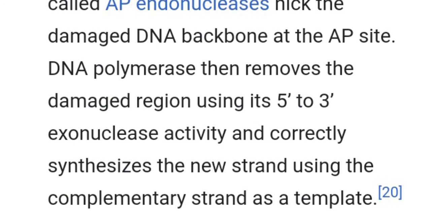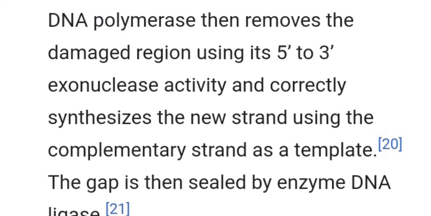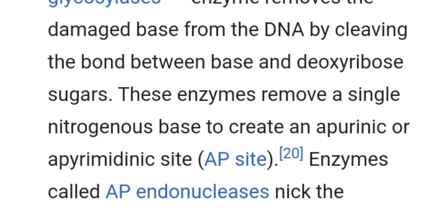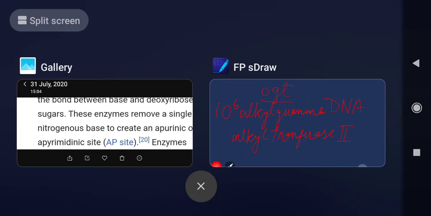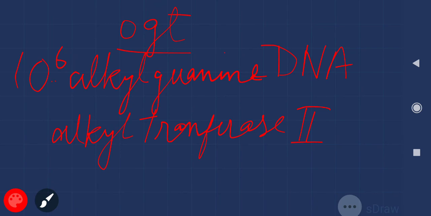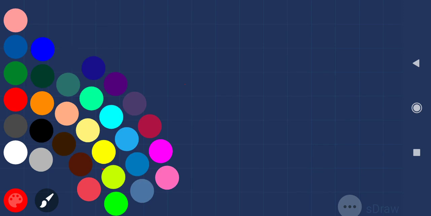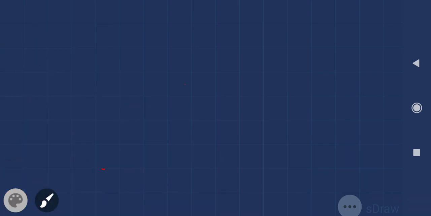And then finally the last gap will be filled by the ligase. But the main question is: how can the damaged base be removed by the glycosylase? The damaged base is on the inside, so how is it removed? The bases are involved in glycosidic bond formation, right? So how is it removed?